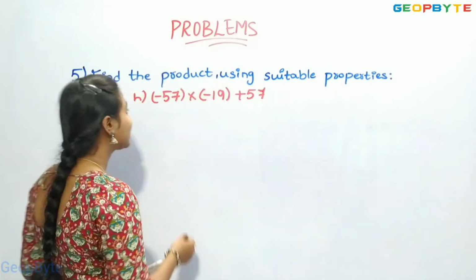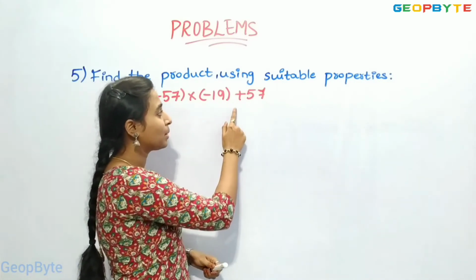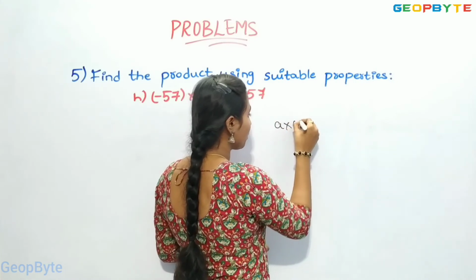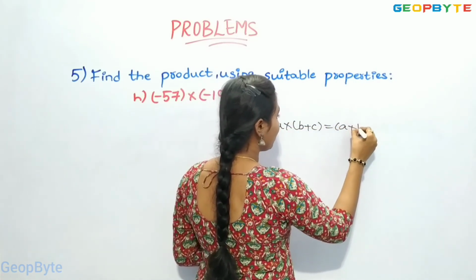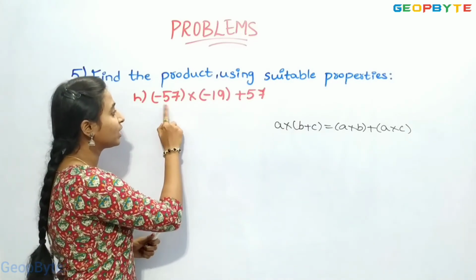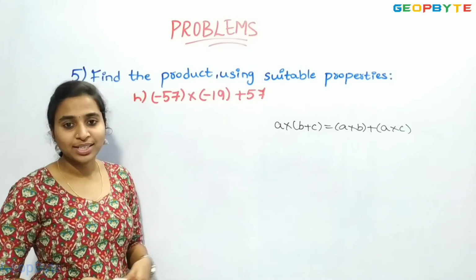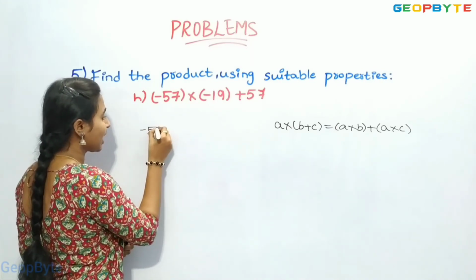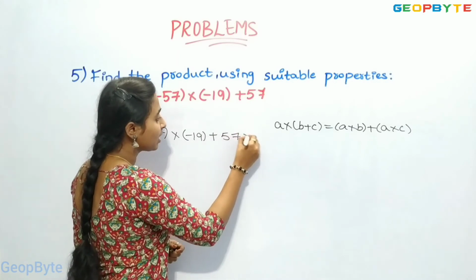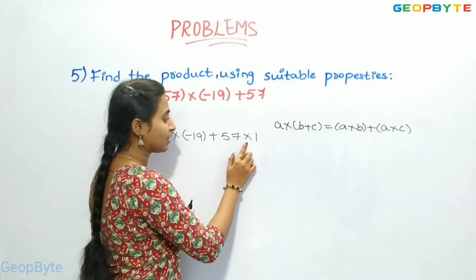Now, let us solve the last bit in this question, that is H. We have minus 57 into minus 19 plus 57. This also looks like a similar property, that is distributive property: A into B plus C is equal to A into B plus A into C. Right? If you see here, we have 57 repeating 2 times. Now, we have A as 57, B as 19. Then what is C? We don't have C. We can write this question like this, that is minus 57 into minus 19 plus 57 into 1. Right? 57 and 57 into 1 both are same, as 57 ones are 57.